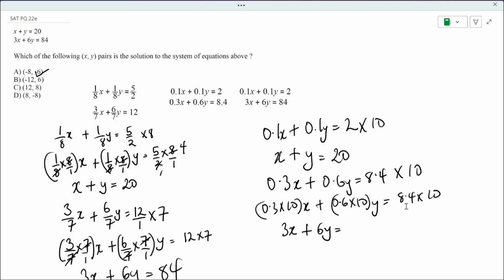Multiplying by 10 moves the decimal from the middle of 8 and 4 to the back of 4. You'll be left with 84. We have 3x plus 6y equals 84. You can see we have our second equation back. That's simple. For the third system of equations, you multiply equation 1 by 10. Then your equation 2 here is still same as this. So if you have a question where one of the equations carries decimals, just get it off decimals by multiplying by 10 in this case. It could be times 100, but in this case, it's times 10. That's simple. Hope you understand.